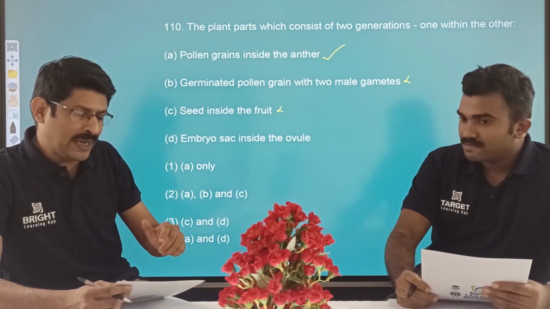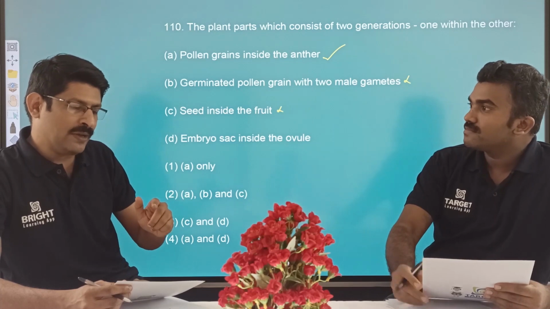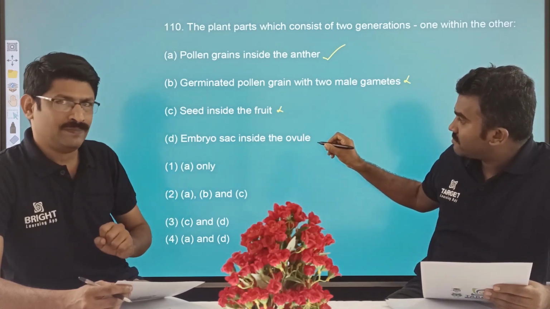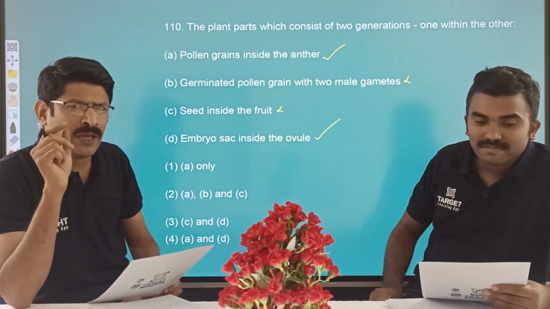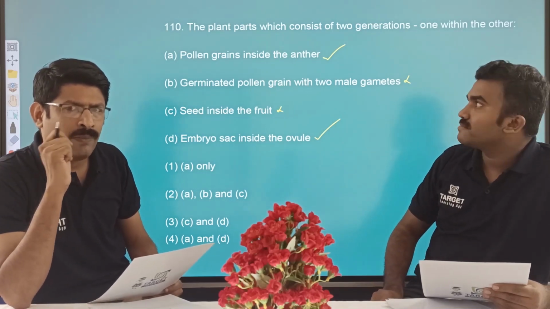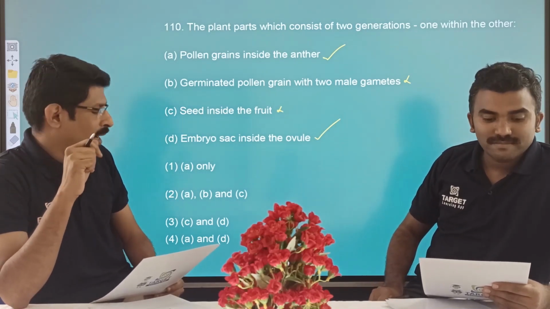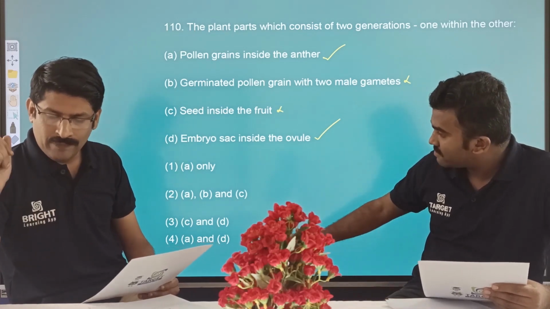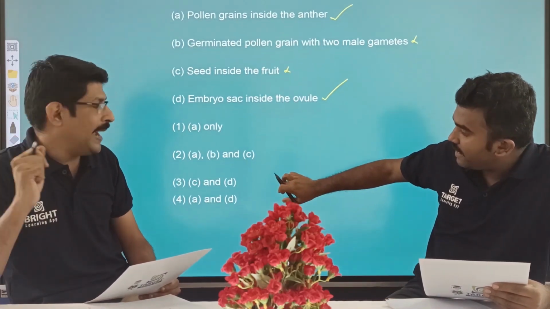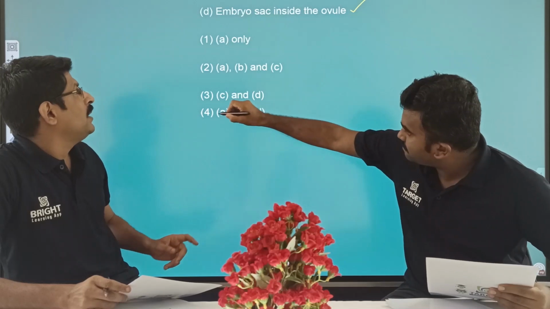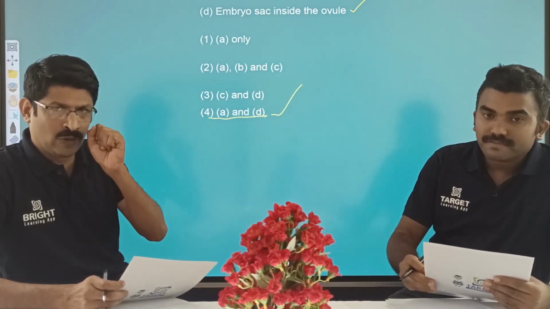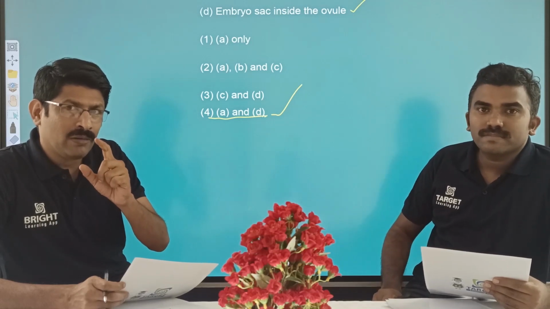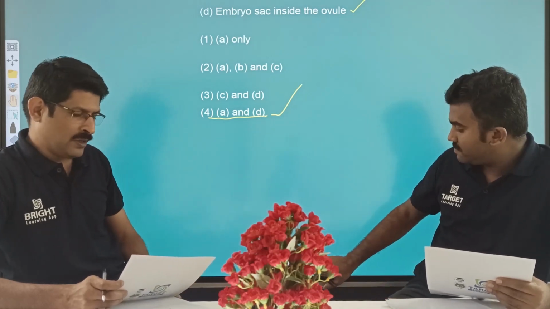And embryo sac inside the ovule. The embryo sac is a haploid structure and the ovule is a diploid structure. So that is two generations. Many of the students may have doubts about this question, and the option is the fourth one, that is A and D only. Many students may find this level of question somewhat difficult.